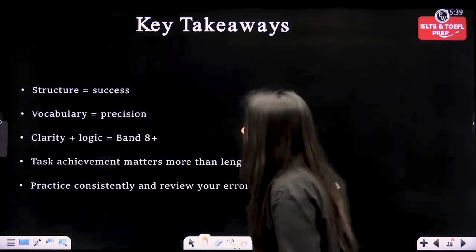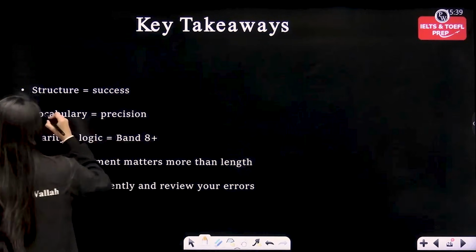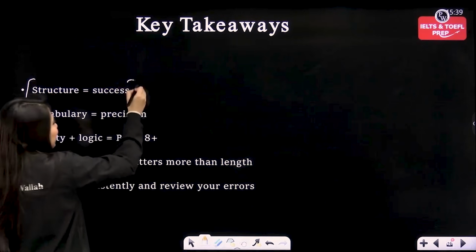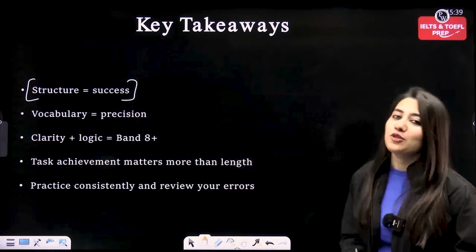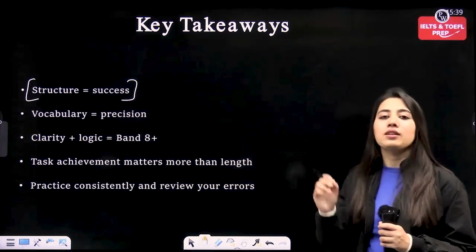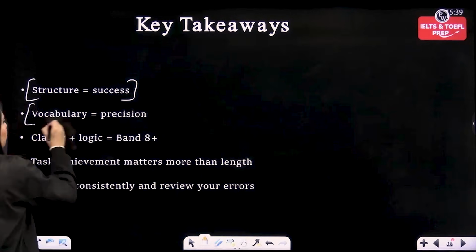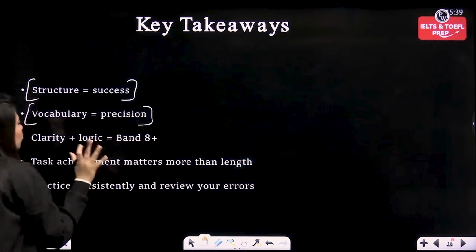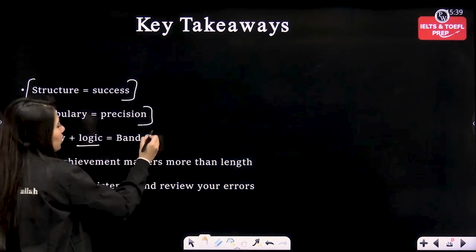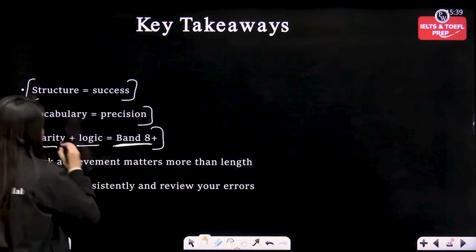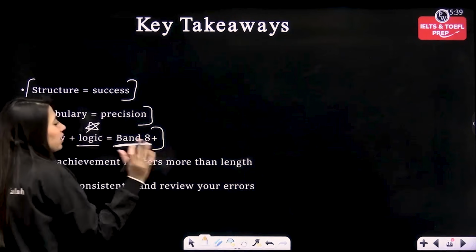Okay, the key takeaways. Your structure equals success. A successful structure, that means the proper structure you have to use. If your essay is fully structured, you can definitely get a good band. Vocabulary equals precision. You have to use proper words at the proper time. Clarity plus logic equals Band 8 plus. If you are clear with whatever you're putting forth, you'll definitely get an 8 plus band.